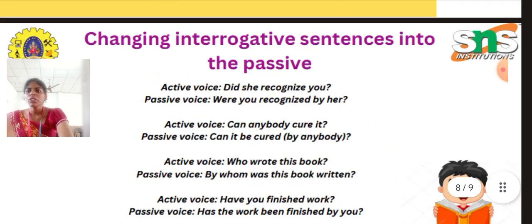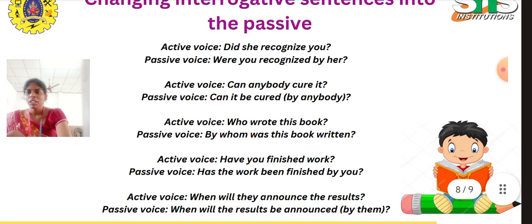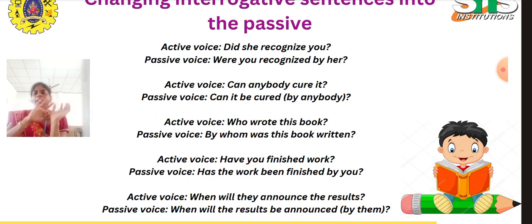So, changing an interrogative sentence into a passive sentence, there are no special rules. Active voice: did she recognize you? Passive voice: were you recognized by her? Here I have already told you, in active voice, subject plus verb plus object is the formula. For passive voice, I have told you object plus helping verb, which means auxiliary verb, plus verb third form plus by plus subject. So the subject goes to the last, and in passive voice the object is the hero. So assume it like that.